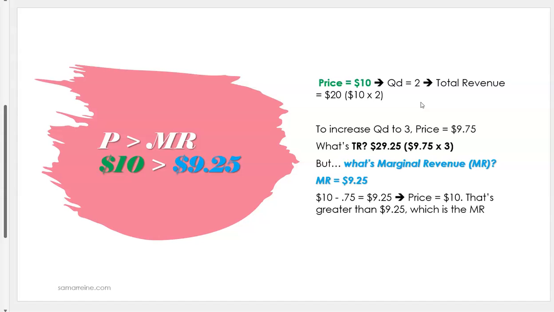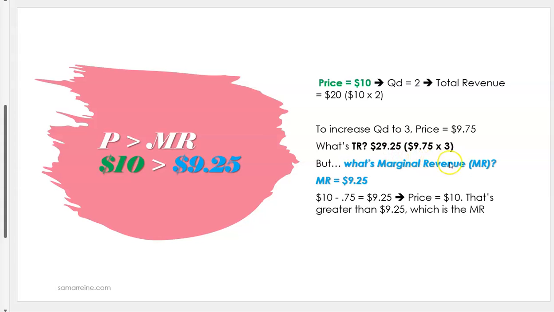However, this company wants to sell more. 2 is not enough. So they want to see, can they sell 3? Well, they can sell 3 on the condition that they do what? They lower the price because of the law of demand. If you want to attract more in sales, you have to lower the price. So now to sell 3, the company slashes the price down to $9.75. Is this good for them? Well, as far as total revenue, yes, because they went from making $20 in total revenue to making $25, right? $9.75 times 3 is $29.25. So this is a good move.